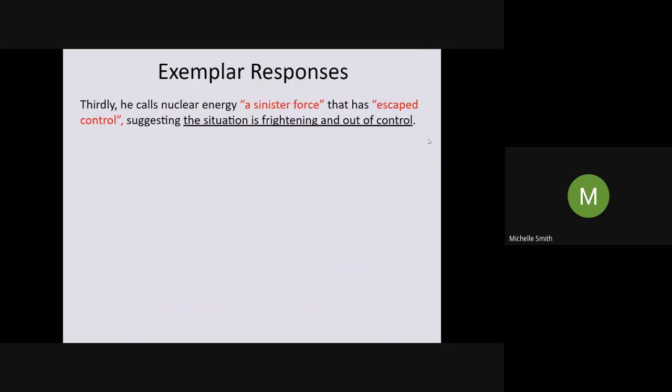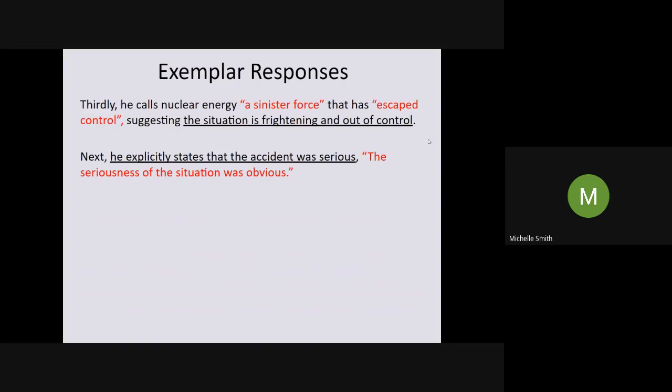Well, thirdly, he calls nuclear energy a sinister force that has escaped control. Now, that to me suggests the situation is very frightening because sinister is something that's creepy and scary. And the fact that it's escaped control is even more frightening because it means they don't have any control of that situation. So almost personifying the nuclear energy there, saying it's escaped as if it's got a mind of its own, which is scary because it means they can't contain it.